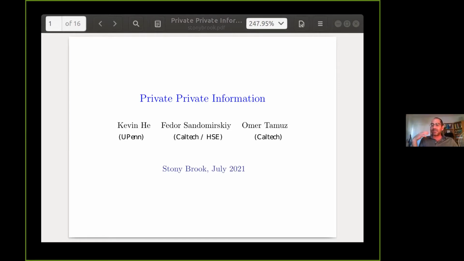Our motivation, I think we need more motivation for this question. We like this question because it's neat and there's interesting math. Maybe I'll convince you there is some interesting economic motivation, but I think we need more. I'd be glad to hear any thoughts that anybody has.